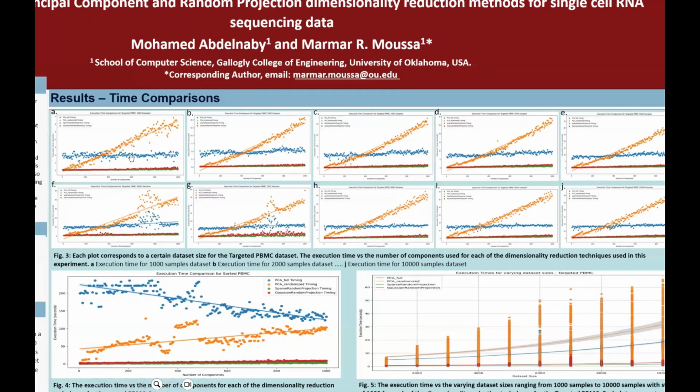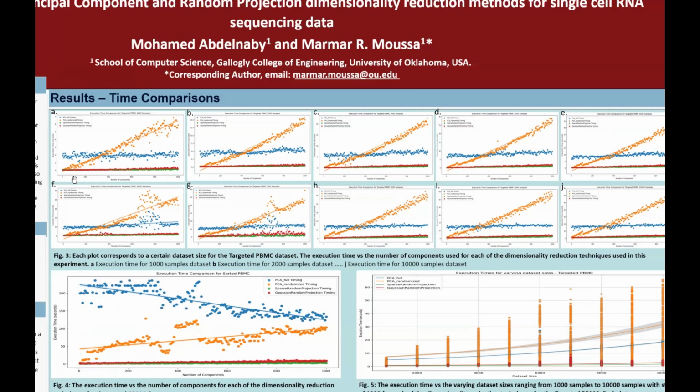As we can see here, the orange line is the randomized version of PCA, the blue line is full PCA, and the green one and the red one are for Gaussian random projection and sparse random projection. So we can see that random projection is performing much better than PCA in terms of time complexity. It's taking less time for the dimensionality reduction process to complete and to get the components. And we're varying them from 50 to 1,000 in steps of 50.